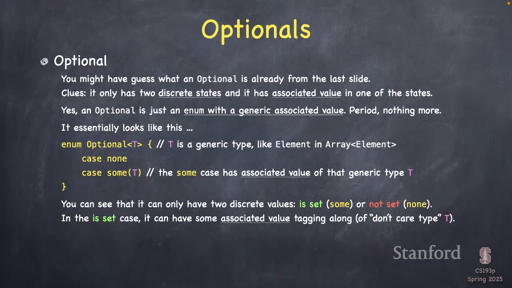And so you can see that something that's of type optional can only have two values, .none or .some with the associated value that goes along with it. And that associated value can be any type because T is a placeholder. It's a generic. It can be anything we want right there.